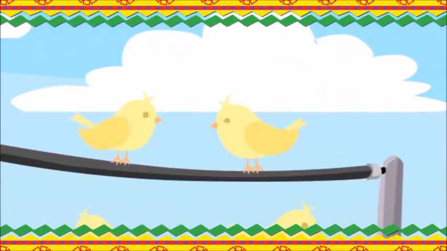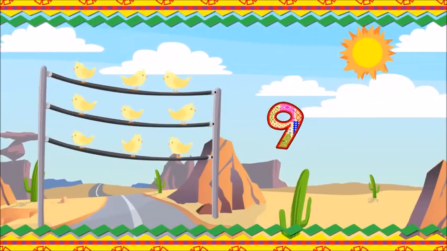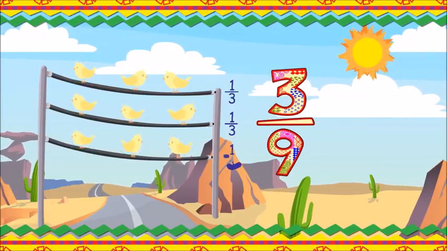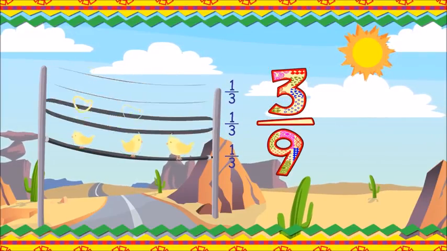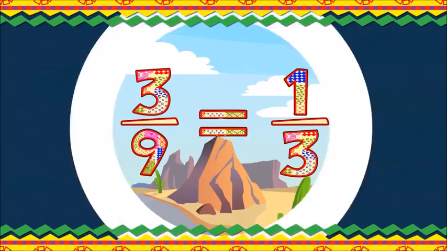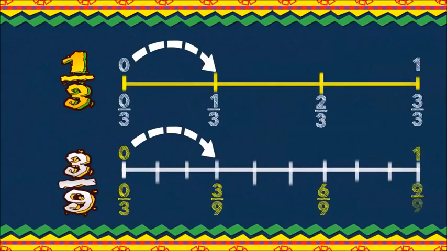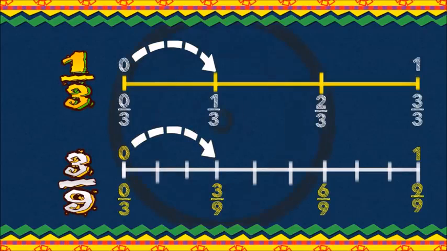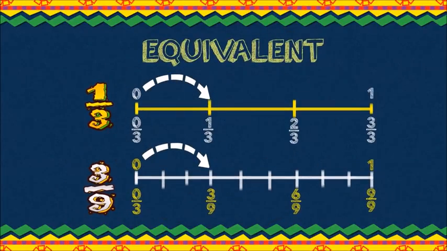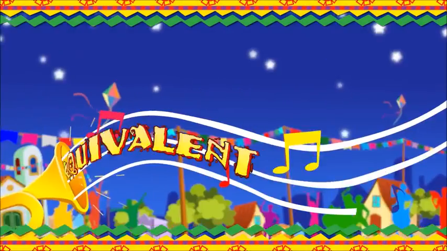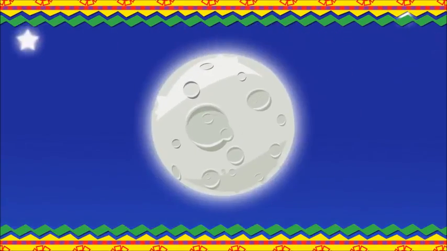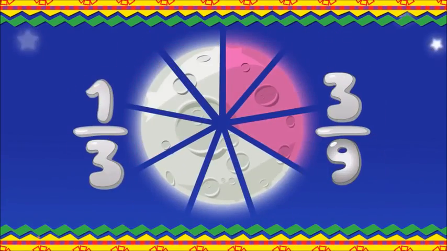Once upon a time there were 9 canaries on telephone wires sitting down in 3s. Each wire contained 1/3 of the birds, so 3/9 is equivalent to 1/3. Drawing 1/3 and 3/9 on a number line shows 1/3 equals 3 parts out of 9. Therefore equivalent is the word that describes 3/9 and 1/3. Equivalent fractions is the name for fractions whose values are the same.